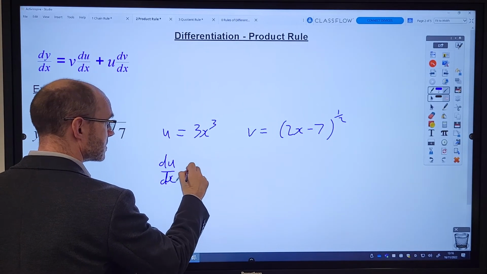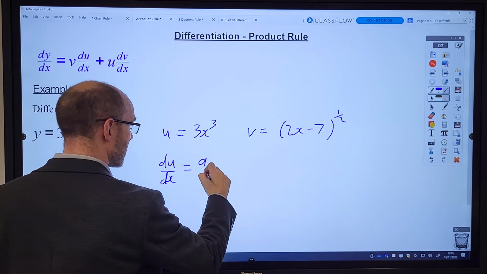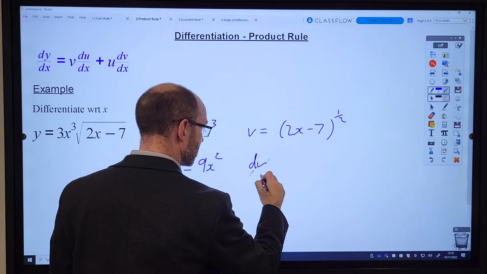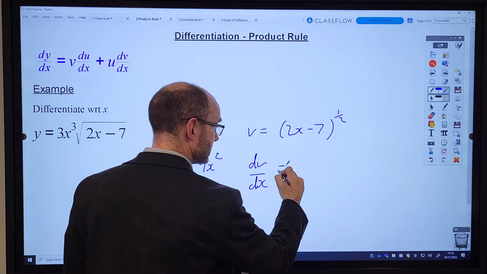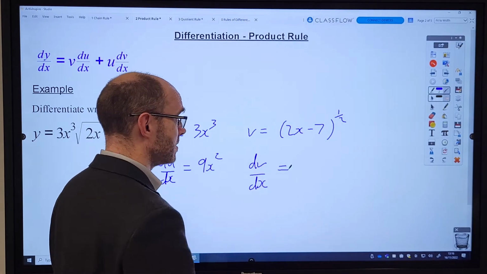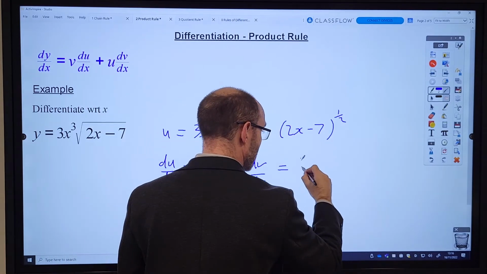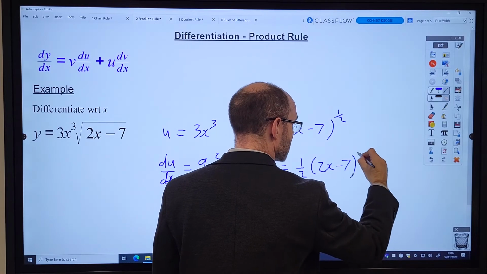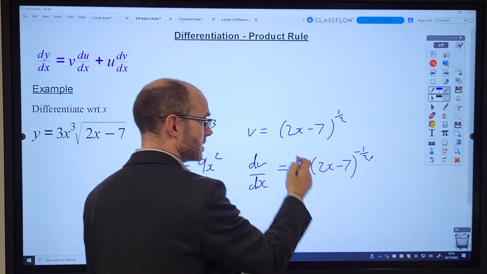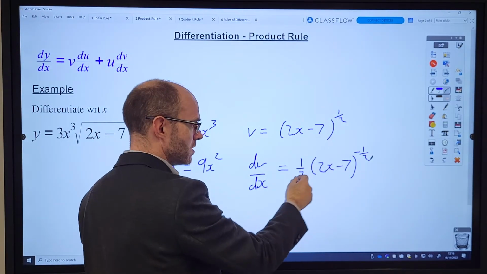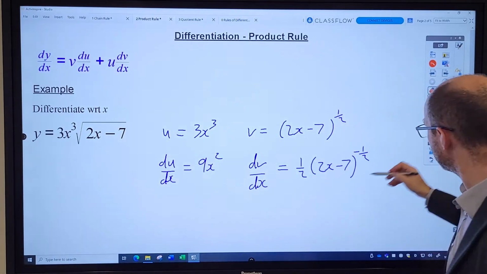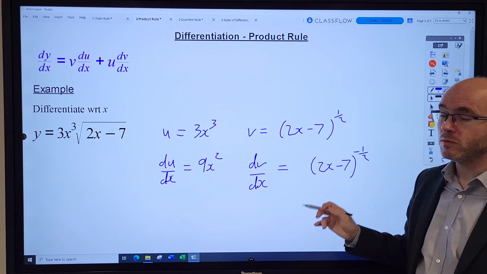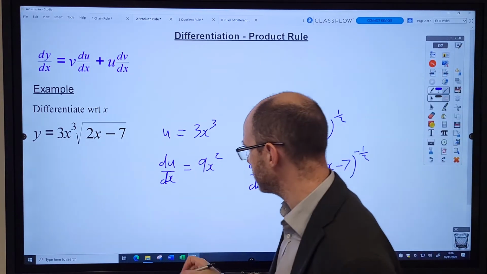So du dx is equal to 9x squared. And then dv dx, can you see you have to use the chain rule to differentiate this. So half in front, half 2x minus 7, decrease the power by 1, negative half. Differentiate what's in the brackets, 2. 2 times a half is just 1, so it's just going to be that in there. And then we substitute into our product rule formula.